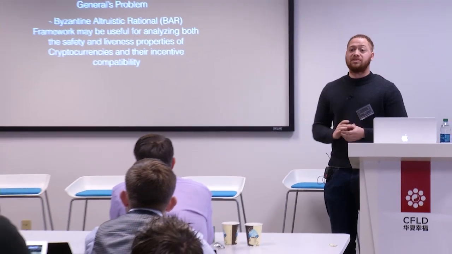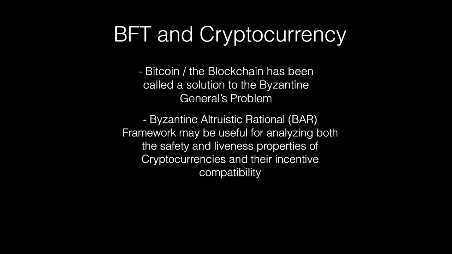So Byzantine fault tolerance and cryptocurrency. So Bitcoin, the blockchain, is described in some sense as a solution to the Byzantine generals problem. Maybe it's an engineering solution. It's got a probabilistic component to it, but I think it's an accurate description.